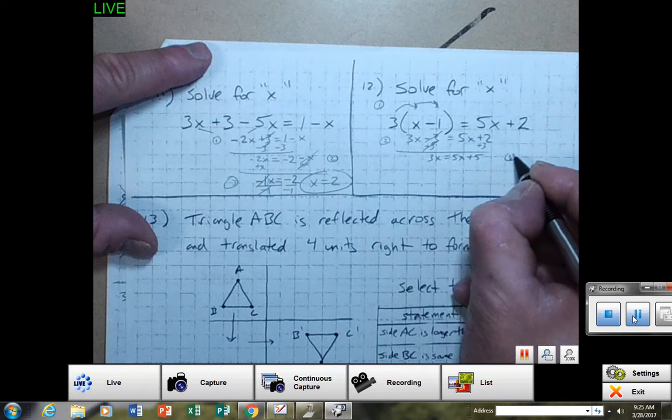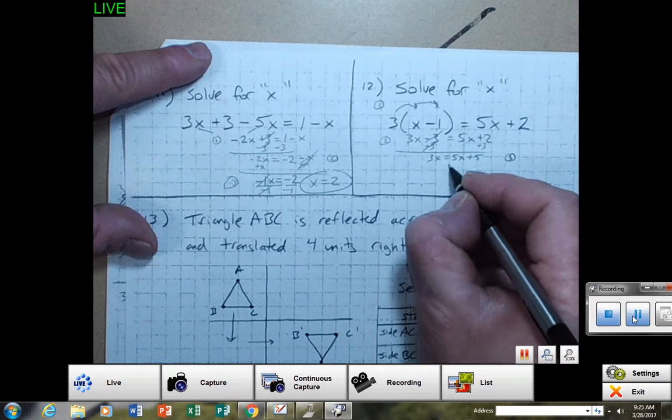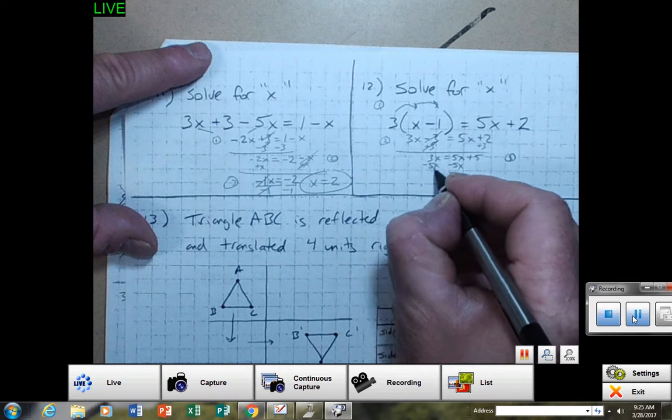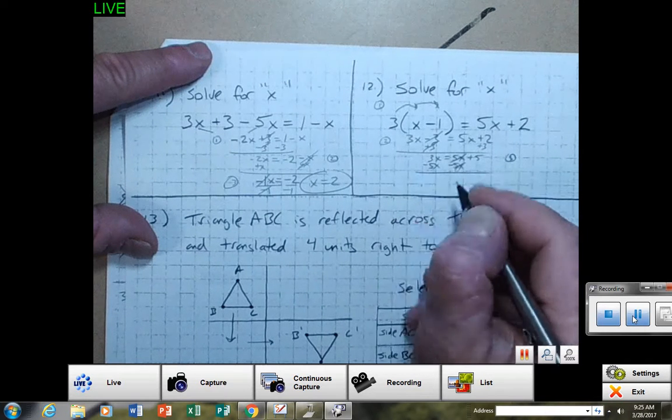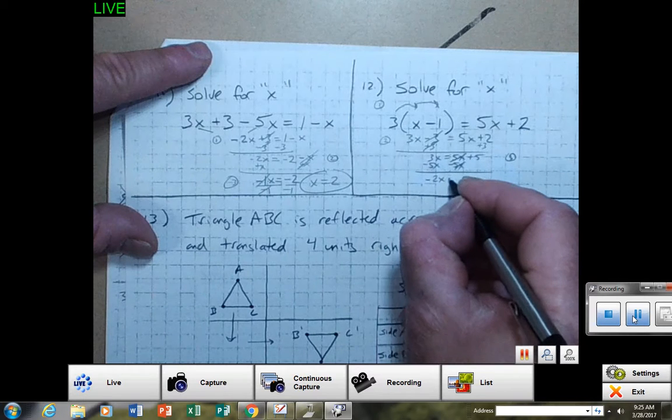The next step, stay over on this side. Get rid of the variable. So subtract 5x. This gives me negative 2x equals 5.